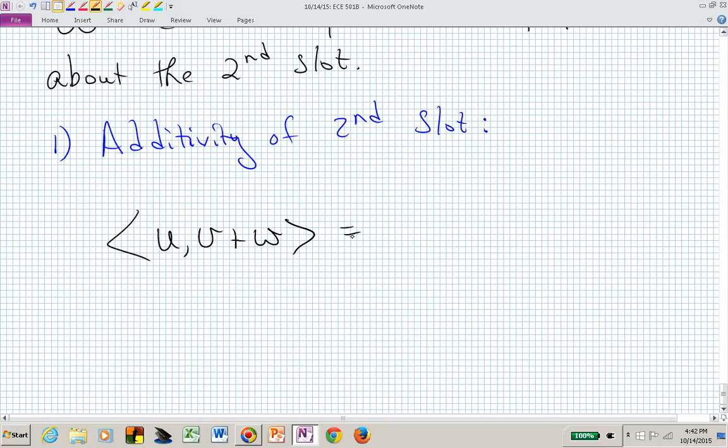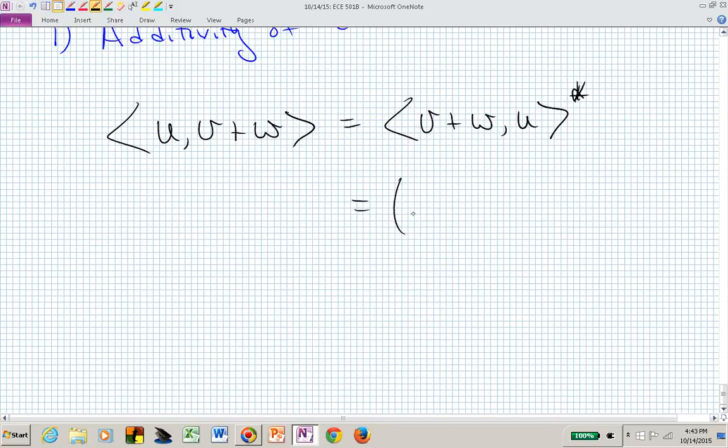We can take the complex conjugate. So now if we conjugate V plus W, comma U, that's equivalent to what we've just listed. But now we can focus on what's inside the complex conjugate operation, and now we know that we have additivity in the first slot. And now we have our sum happening in the first slot. So that we now have V plus W, U complex conjugate, but that's just using the additivity in the first slot.